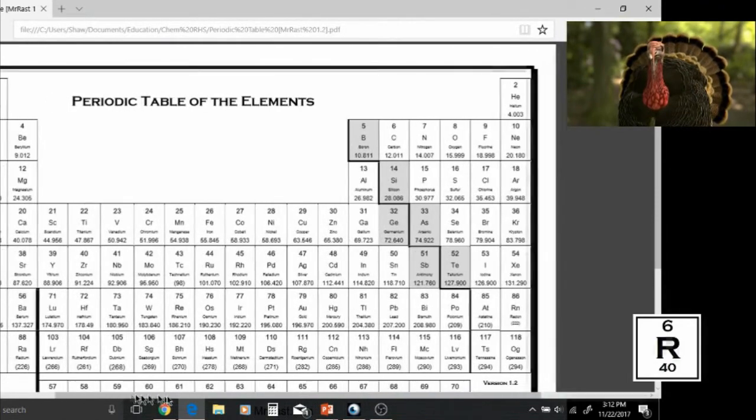So group 1 is right here. We're going to exclude hydrogen from the alkali metals. So we're going to go from lithium down to francium. These are the alkali metals.